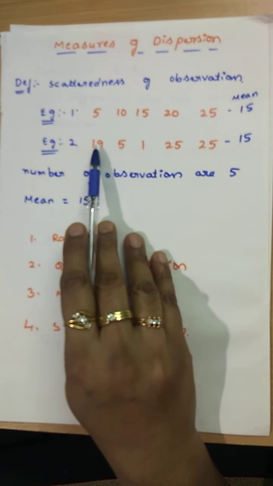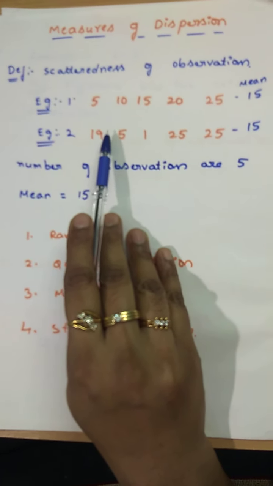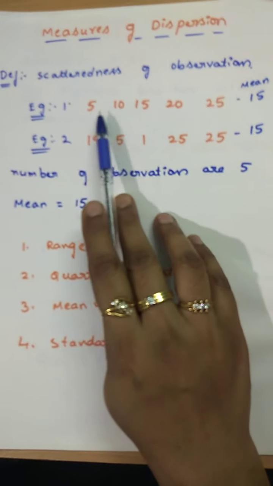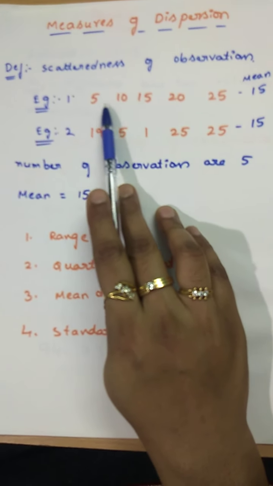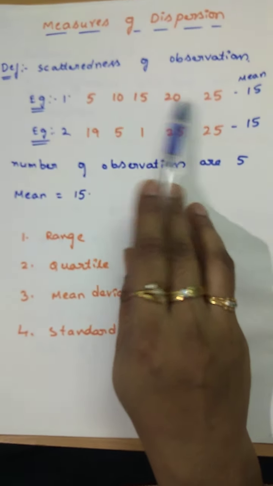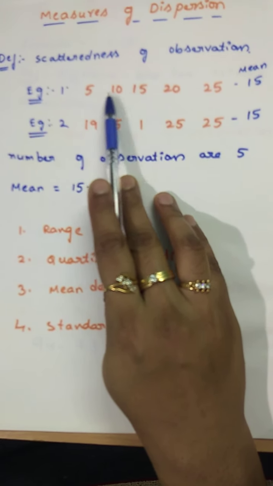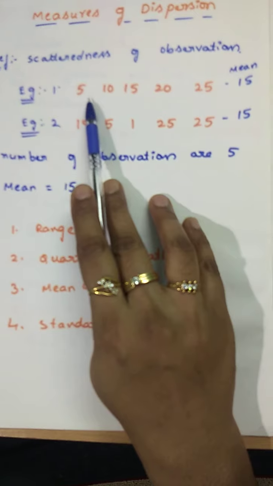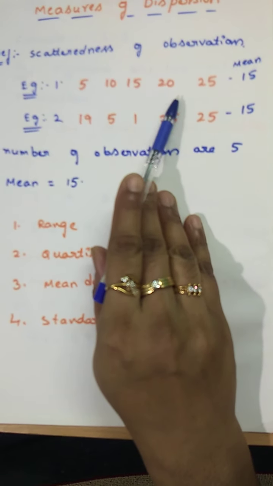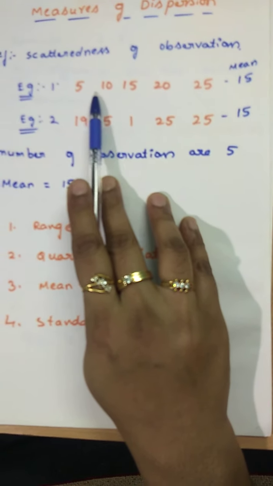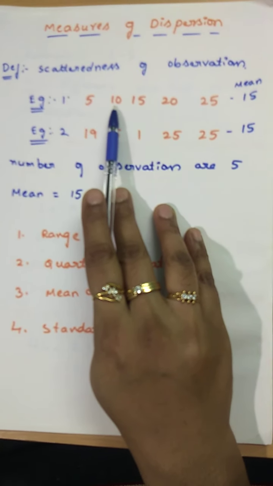But if you clearly observe, in the first series the observations are close to one another, meaning near. What is the difference between these observations? If you observe carefully, we can find 5, 5, 5, 5. Only a difference of five between them. So in this case the observations are close to one another.